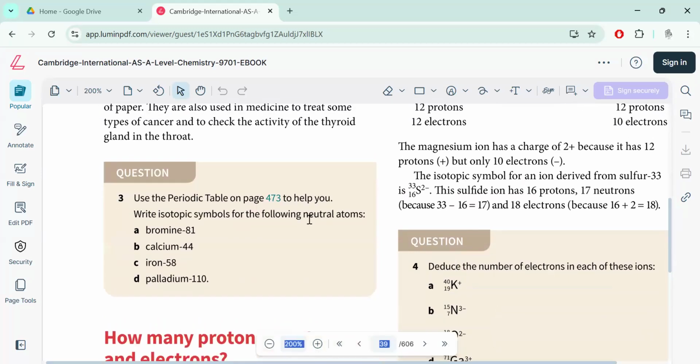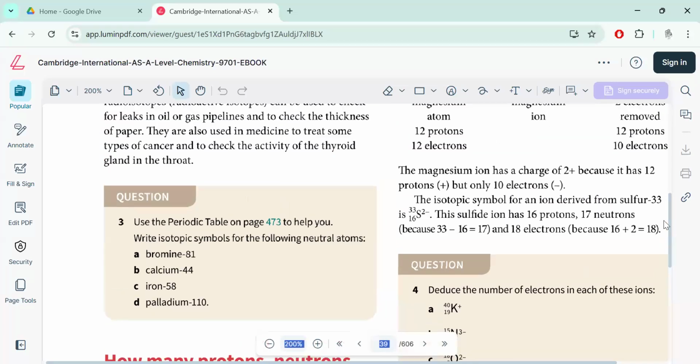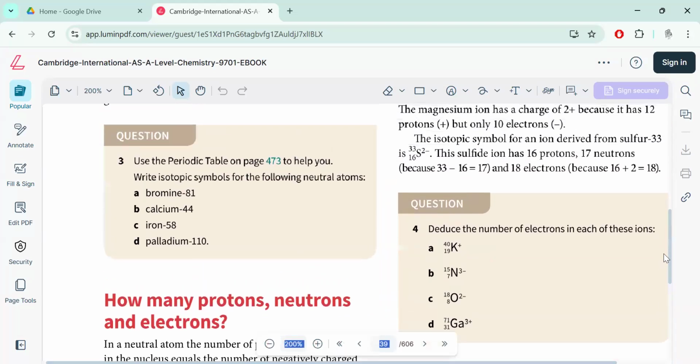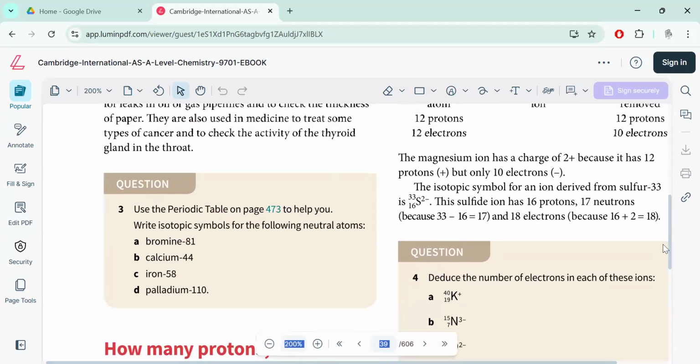So use the periodic table to help you write the symbols for the following isotopes. Okay, so should we do this? I think we should do this. Since we're going to move on to the next part, I'm going to give you about 2, 3 minutes to think about this, and we're going to discuss this before we end the class. Okay, so for question number 3.